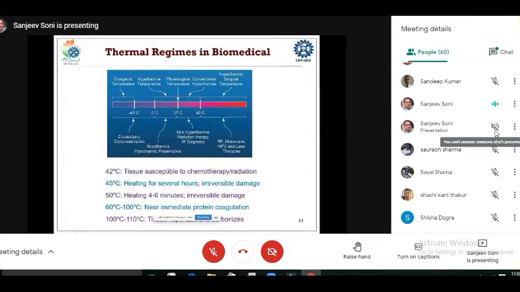For example, at 42 degrees Celsius, we are able to deliver more medicine to a particular tissue. At higher temperatures, say around 50 degrees Celsius, there is irreversible damage to the tissue. This concept is similar to the boiling of an egg. When we boil an egg, it gets coagulated and there is damage to the cells.